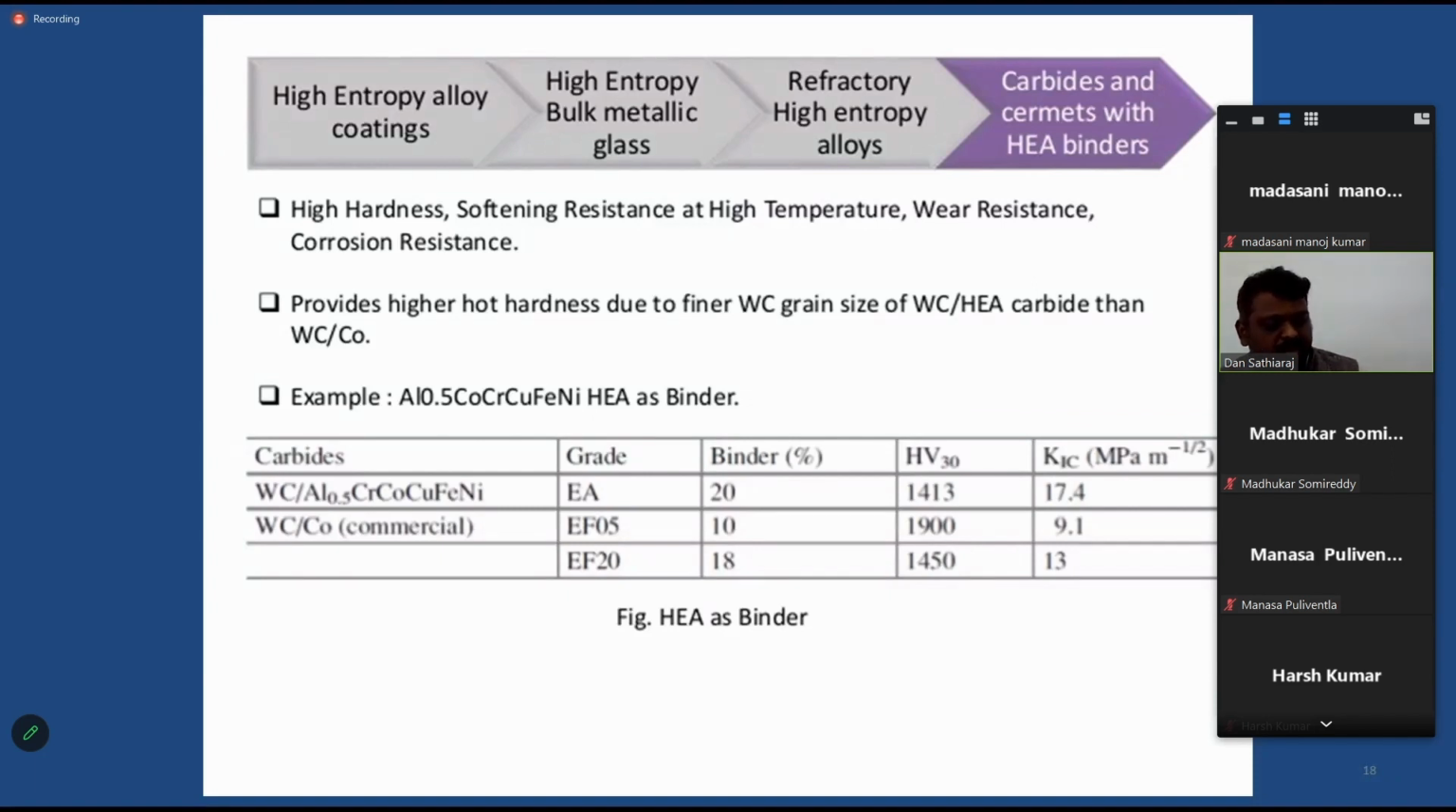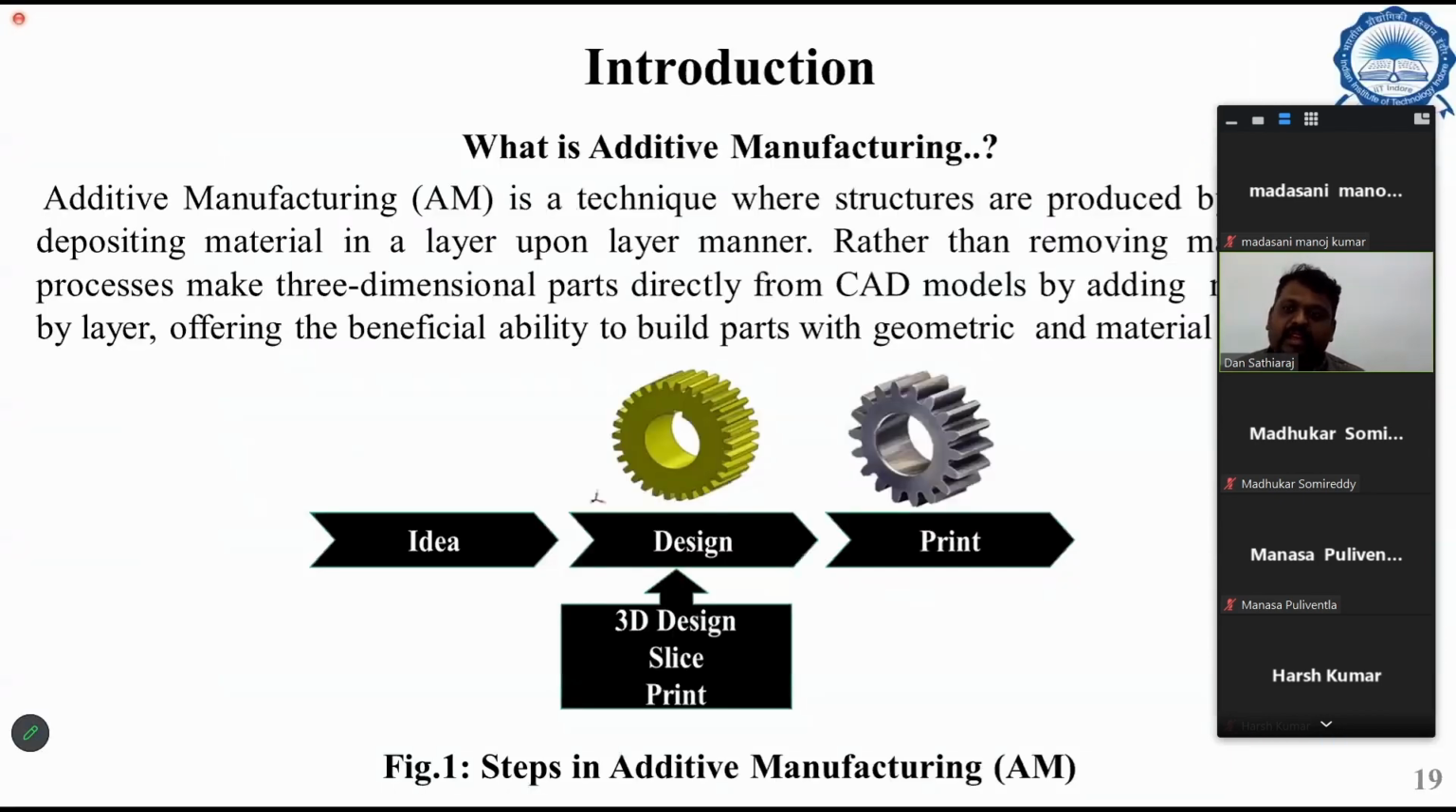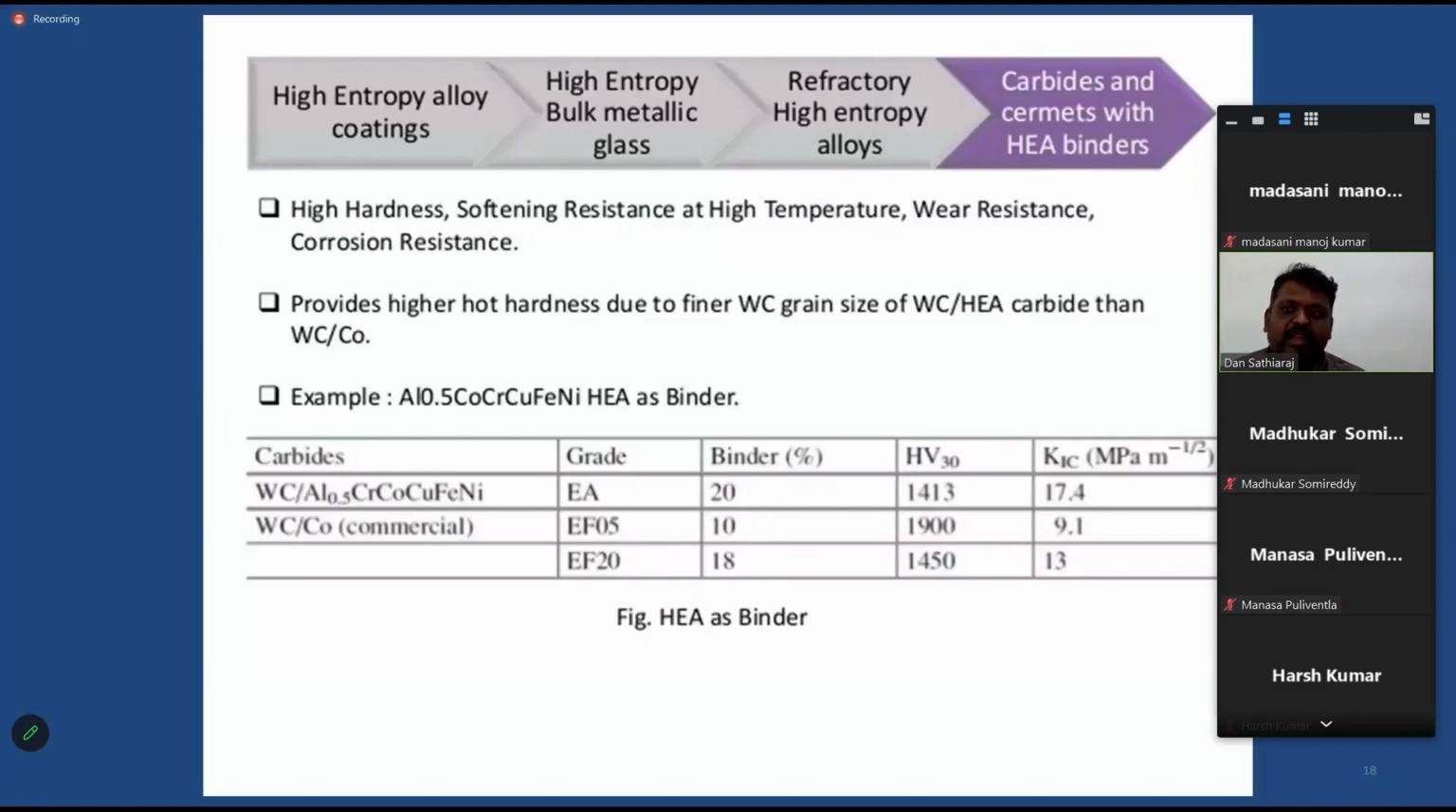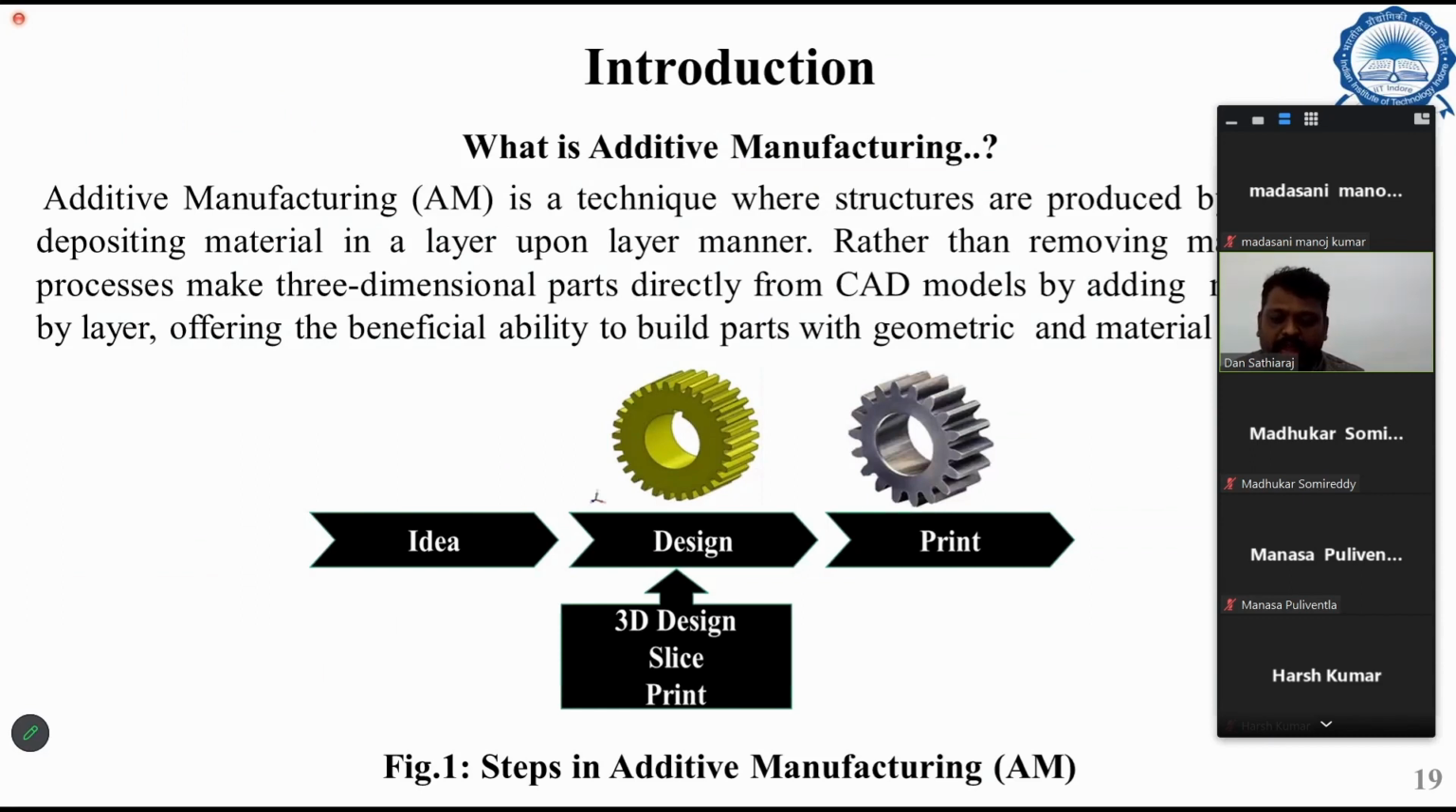Suppose an aluminium based HEA system is used. We are getting a hardness value equivalent to cobalt. But at the same time, if you see the fracture toughness, it is much higher, around two times higher than what we get with cobalt. So now I hope you got the idea about what is multi-component or what is a high entropy alloy. A little bit you may have got the idea. So what is the application of those alloys?